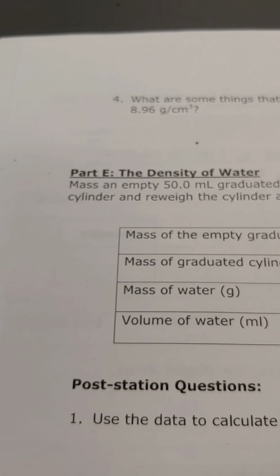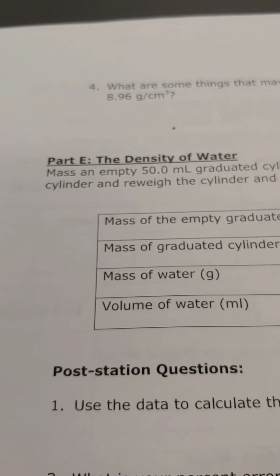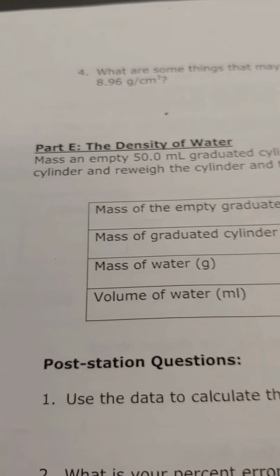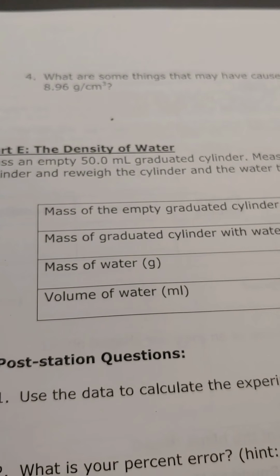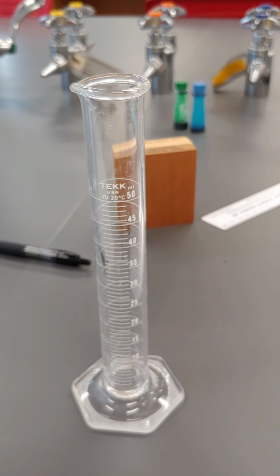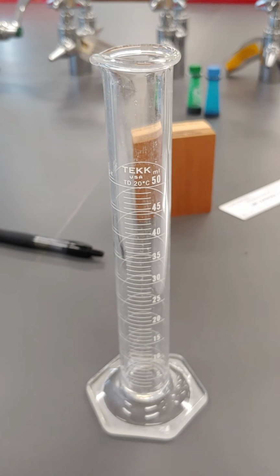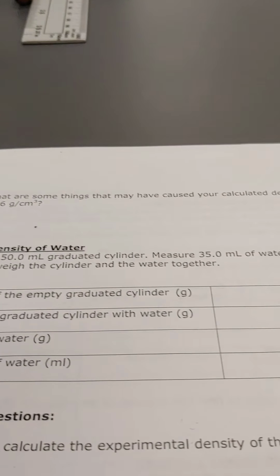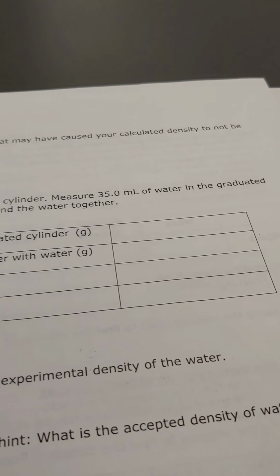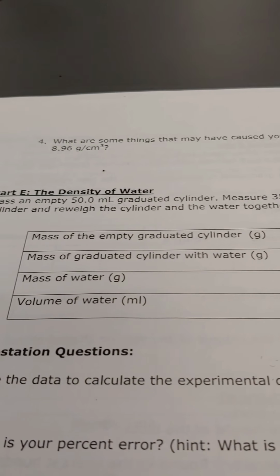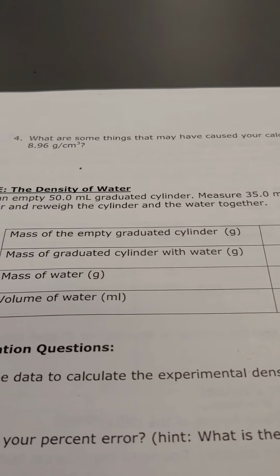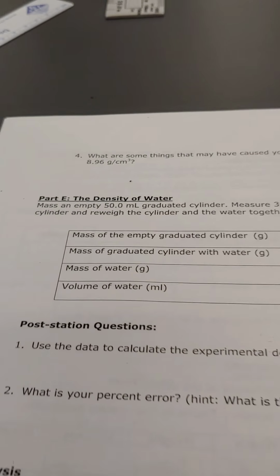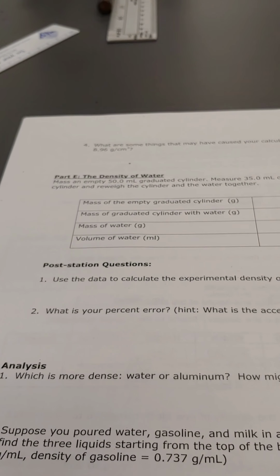And so the last part of the lab, part E, is measuring the density of water. It asks us to do that. It says the mass of an empty 50 milliliter graduated cylinder. So we've got an empty 50 milliliter graduated cylinder right there, and we're going to mass that, which means we're going to weigh it on the balance. Then we're going to measure about 35 milliliters of water into the graduated cylinder and re-weigh the cylinder and the water together. Okay, so let's go ahead and do that.